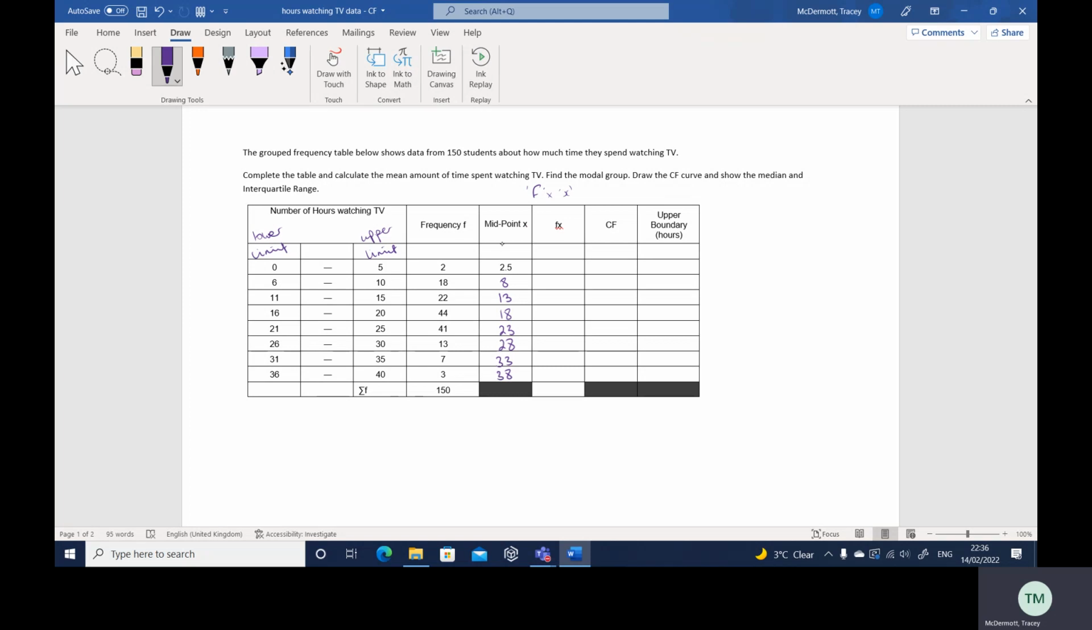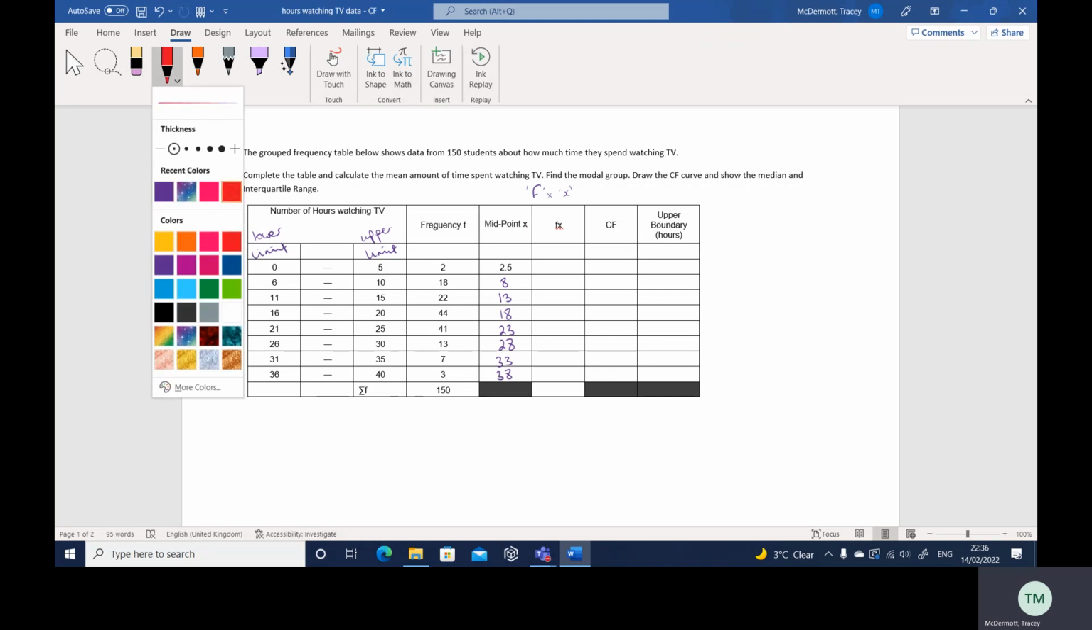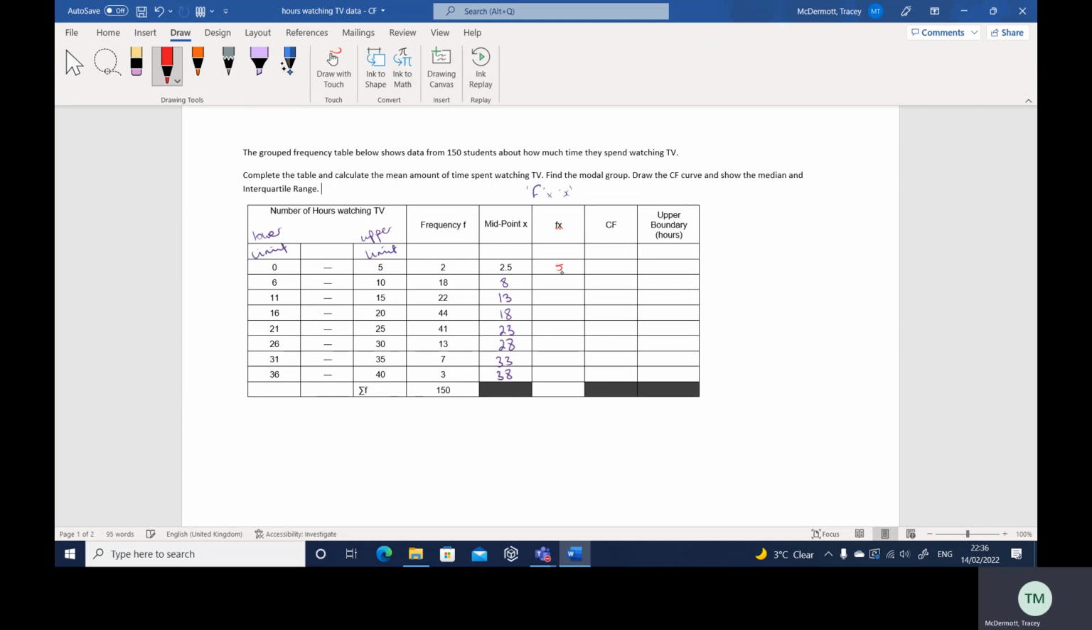So we're multiplying these 2. If we go down through there, I'll just change my color for this column. 2 times your 2.5 is going to give you 5. 18 times 8 will give you 144. 22 multiplied by 13 will be 286. 44 times 18 will be 792. 41 times 23 will be 943. If we multiply 13 by 28, we're going to get 364. 7 times 33 will be 231. And then 3 times 38 is 114.